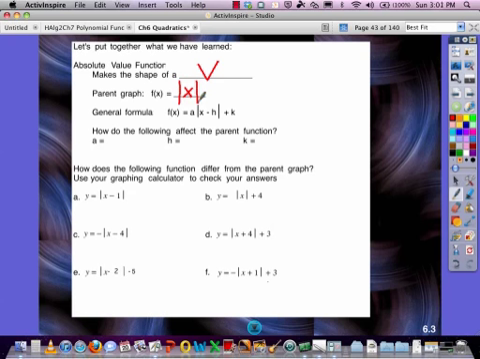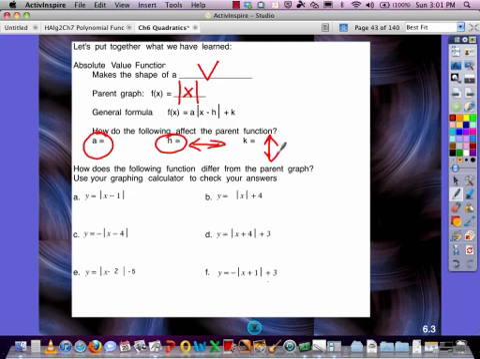How do the following affect the parent graph? How does A affect the parent graph? A affects it two ways. If it's negative, it'll move it down, or up if it's positive. The A value also makes it a wider V or a skinnier V. The H value slides it what? Left or right. And the K value moves it up or down.